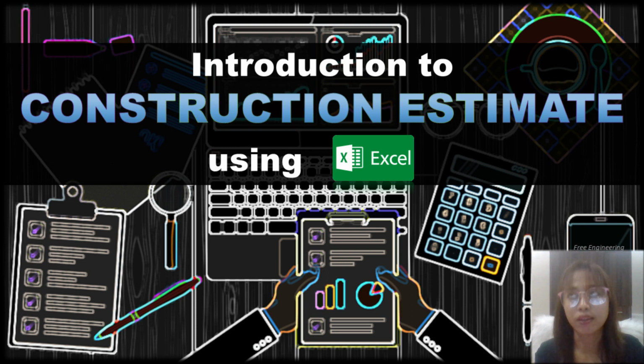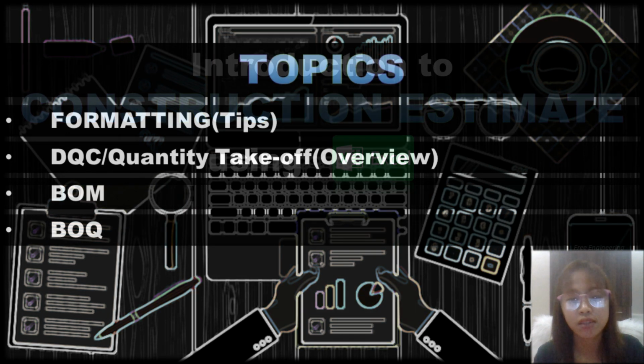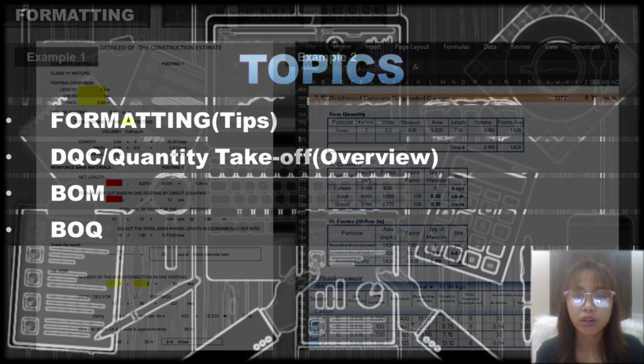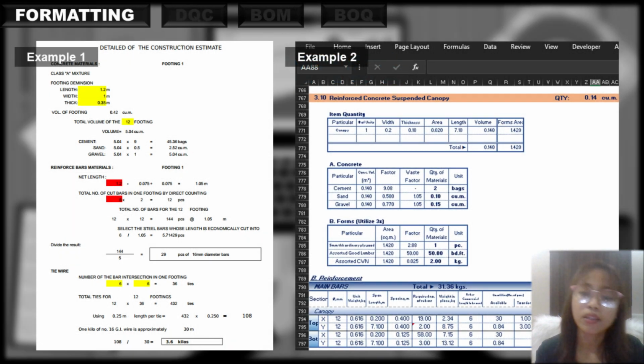asking for a permit to construct. For this subject, I'll be discussing topics on formatting tips, DQC or quantity takeoff, bill of materials or BOM, and bill of quantity or the BOQ. To start with creating your own format, let's see first some samples of DQC, BOM, or BOQ.